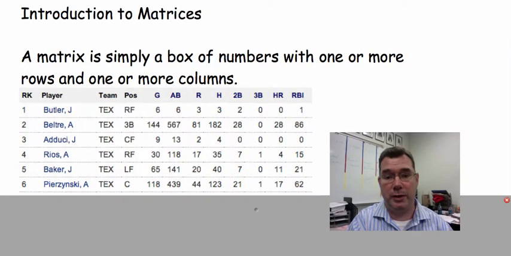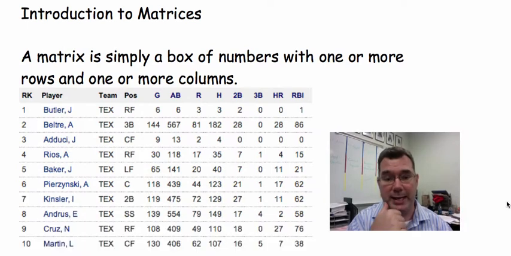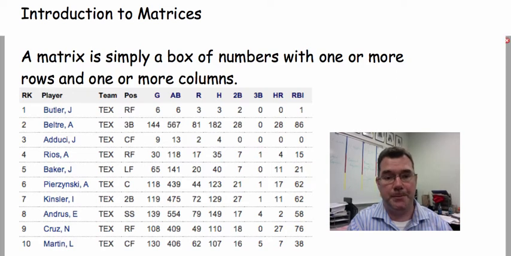So we've got a box of numbers here, and this is basically the stats for the Texas Rangers, or at least 10 of the players. So you can see this stuff all in here. That's just a box of numbers that can be helpful, and you can use it. You can add it to other boxes of numbers, or you can average them, or whatever you want to do. So that's all a matrix is.